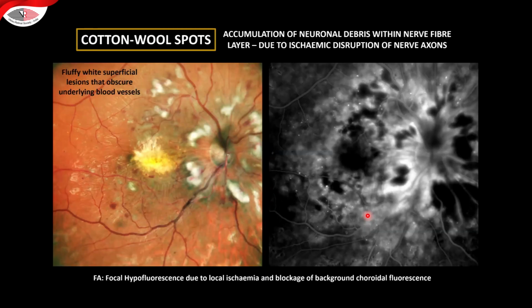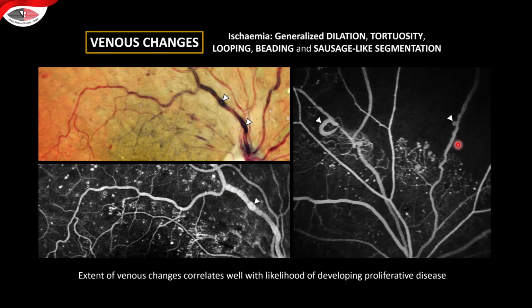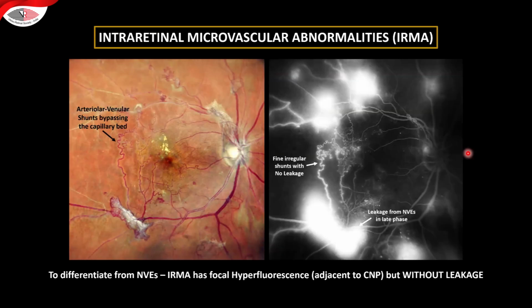Then there's cotton wool spots, accumulation of neuronal debris, a sign of ischemia, disruption of the nerve axons, that you see as these whitish areas, and they signify ischemia. And you can see the corresponding areas of masking because of the exudates in the angiogram. Venous changes, you see dilatation, tortuosity, looping, beading, sausage-like segmentation. All these are changes seen on the FA apart from the junctions of perfused and non-perfused retina.